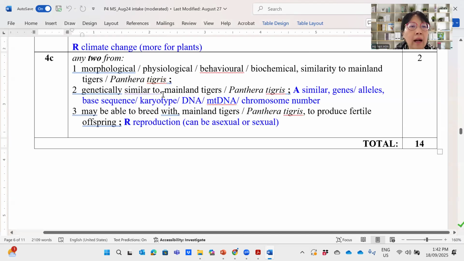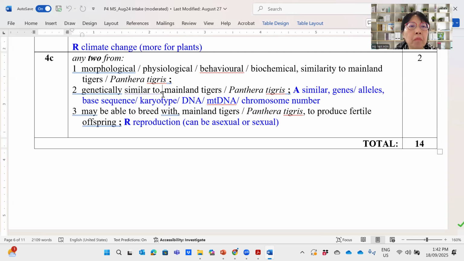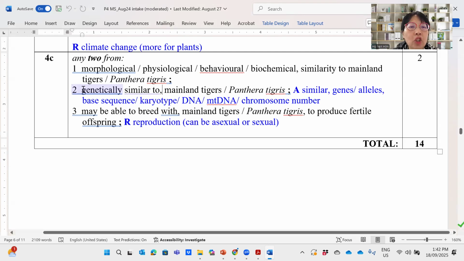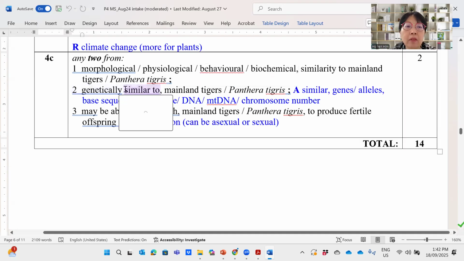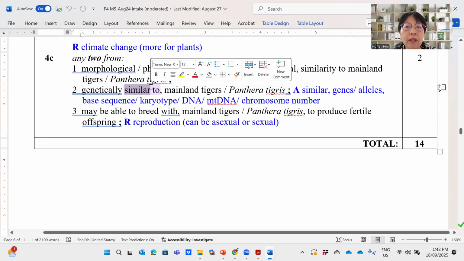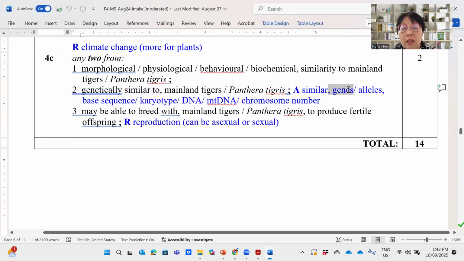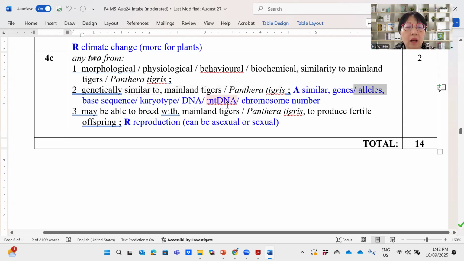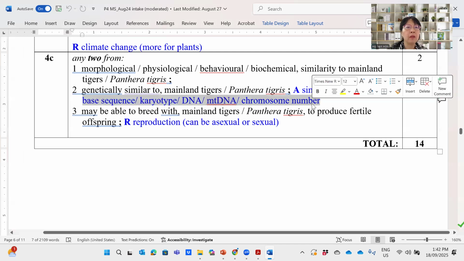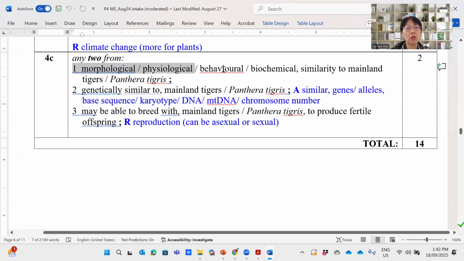Okay, so that's the first mark. The second marking point is that they are genetically similar. The keyword is similar, not the same. If you write same, no mark. Similar means roughly the same genes: similar genes, similar alleles, similar base sequence in DNA, similar karyotype, similar chromosome number, similar mitochondrial DNA. Okay? So the first one is morphology, physiology, behavioral, biochemical.